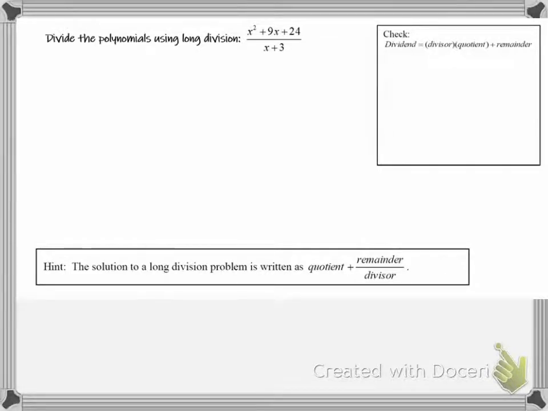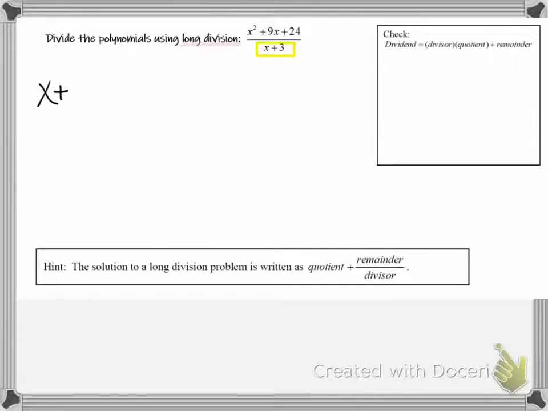In this example, we are going to look at how to divide polynomials using long division. So we are being asked to divide the trinomial x squared plus 9x plus 24 by the binomial x plus 3. Right away, since my divisor is a binomial, x plus 3, I know I have to use long division. There are certain cases where I can also use synthetic division, but in this example, I'm going to show you how to do the long division.